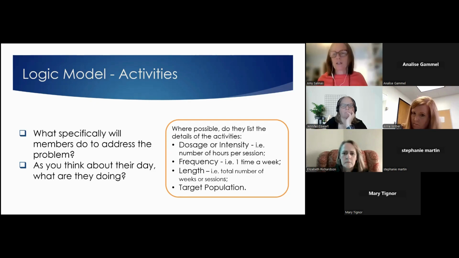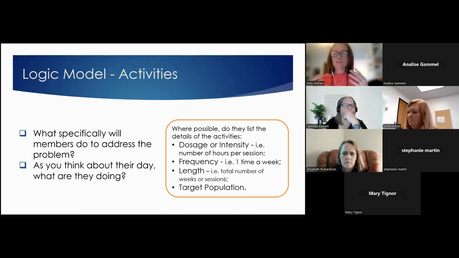So for your activities, where possible, especially on the primary activities, the things they're doing for the bulk of their time, it's important that you list things like dosage or intensity, frequency, length, and target population. Dosage or intensity is the number of times they do it, for how much time, how often, for how long. It's giving those kinds of details.